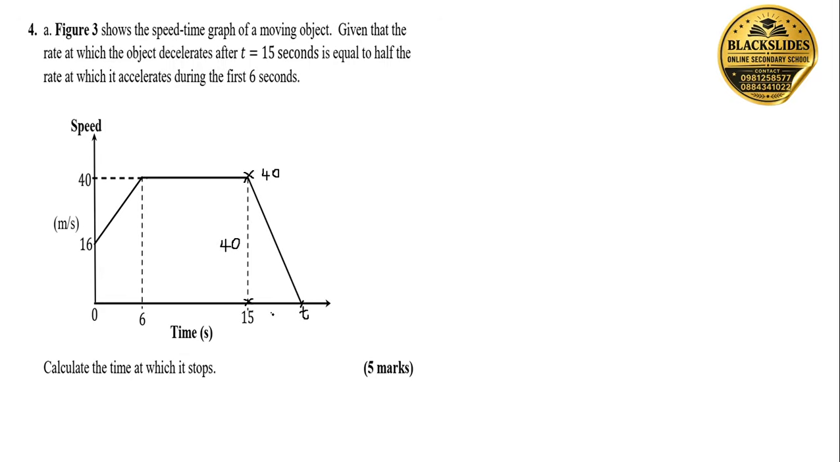Similarly, the change in time here is just the time there minus 15. The time here minus 15 will give us the change in time. The speed here, which is 40, minus 0 will give us the change in speed. So dividing the change in speed, which is 40, by the change in time will give us deceleration here, this part.